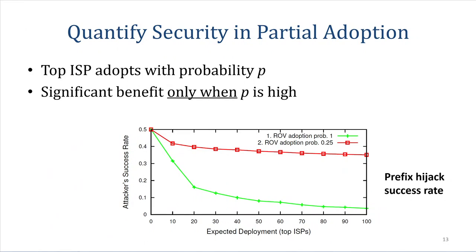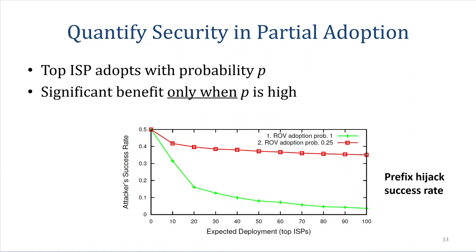And here are our results. So we quantify the attacker success rate as the fraction of ASs that will send their traffic to the attacker. So that is what you can see here on the y-axis. The x-axis describes the expected deployment among the top ISPs. So again, focusing on those ISPs at the core of the internet, and we assume that the rest of the ASs on the internet do not perform ROV. And you can see in this graph 2 lines. So the green line describes what happens when the top ISPs adopt with probability 1.